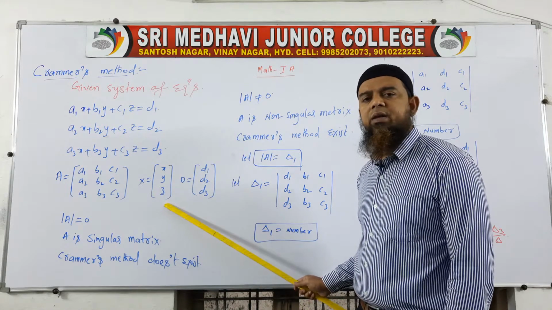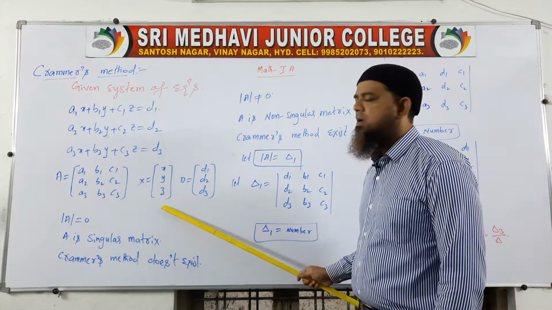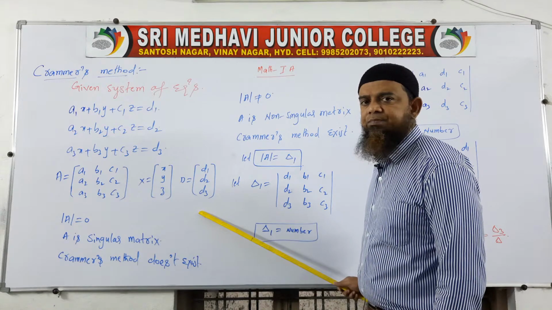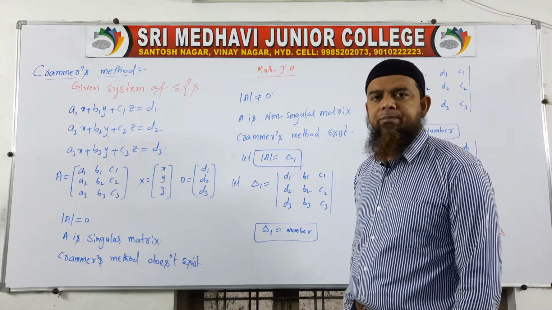Now capital X is equal to x, y, z. This is called the variable matrix. This is called the coefficient matrix. This is called the variable matrix, and this is called the constant matrix. Completed.